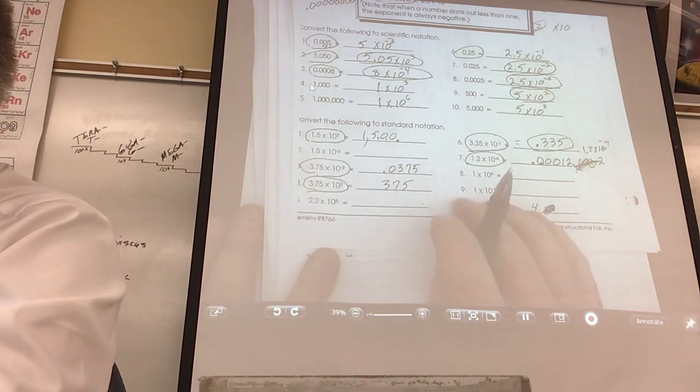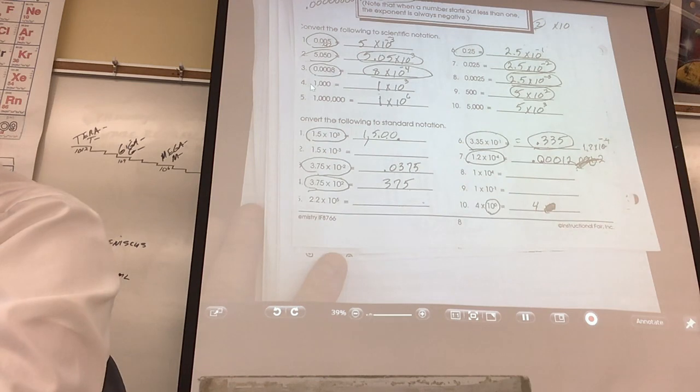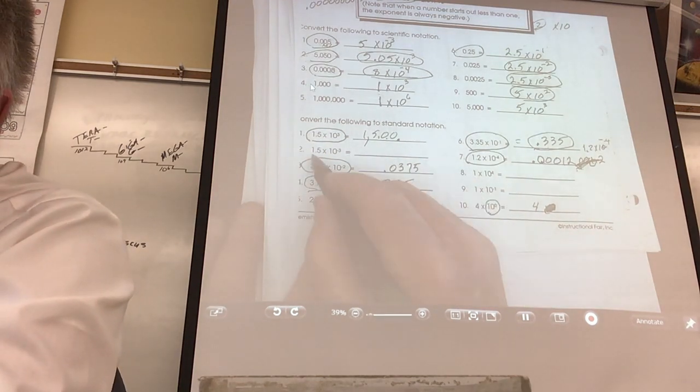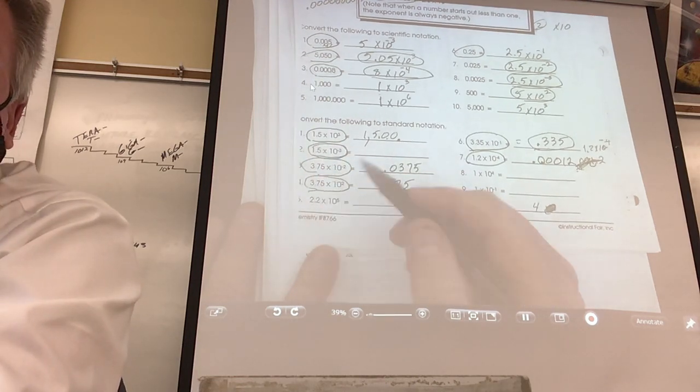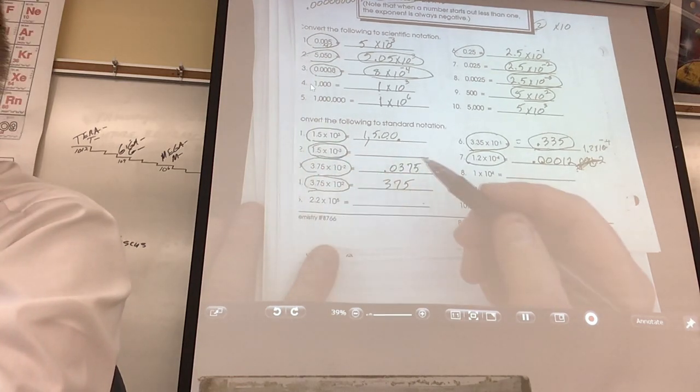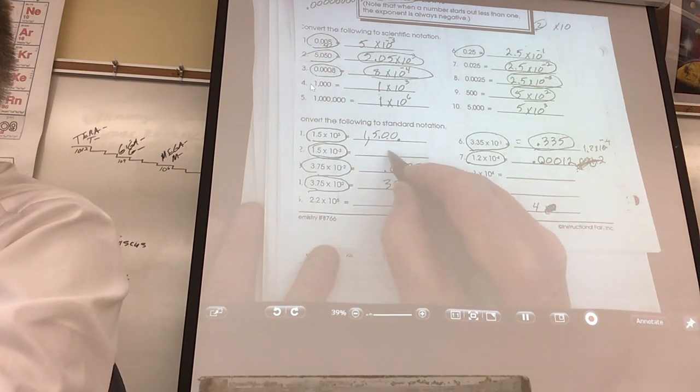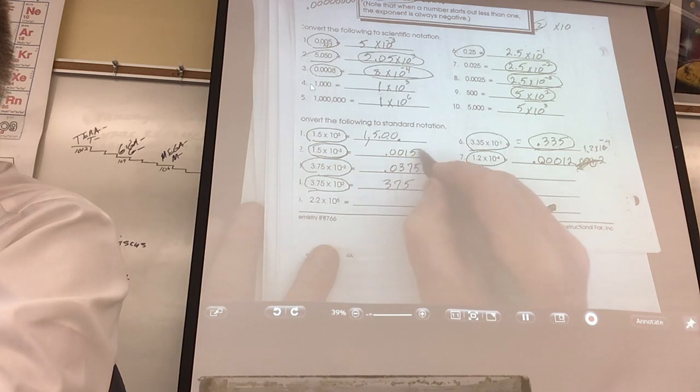Luke? You got 2, 5, 8, 9. Hey, Luke, what kind of number is this? Decimal number or big? Decimal. Oh, yeah. So it's 0.0015. Wow. You guys are fast. I'm going to double check your work. 1.5 times 10 to the minus 6. Yes.